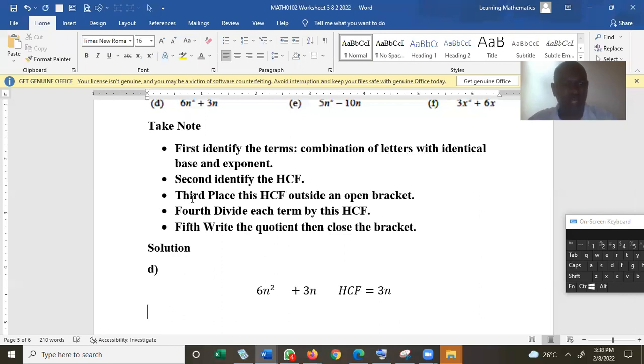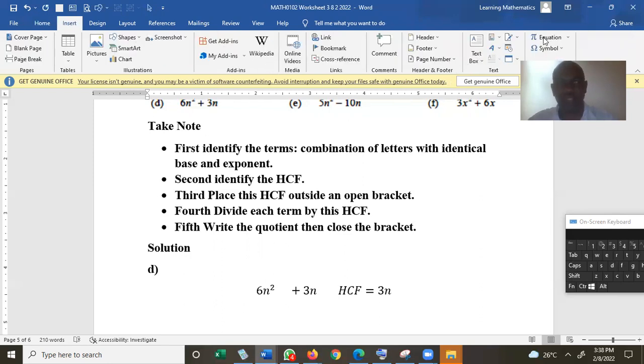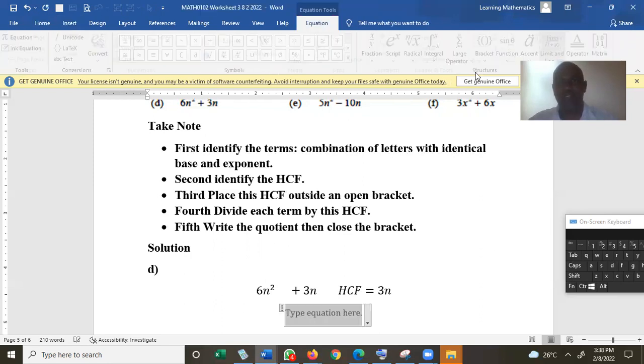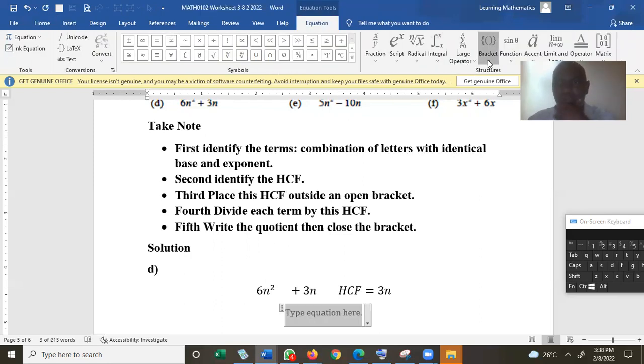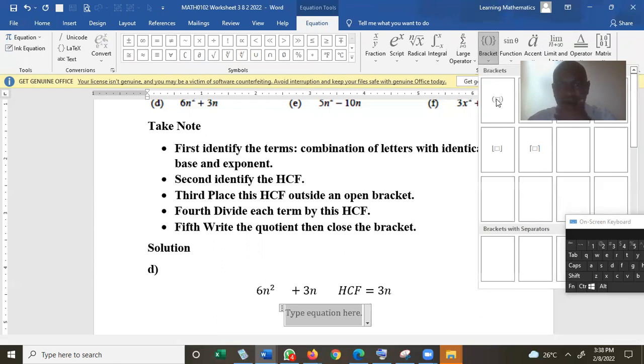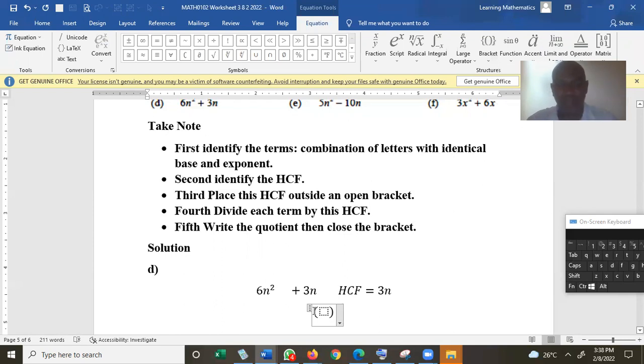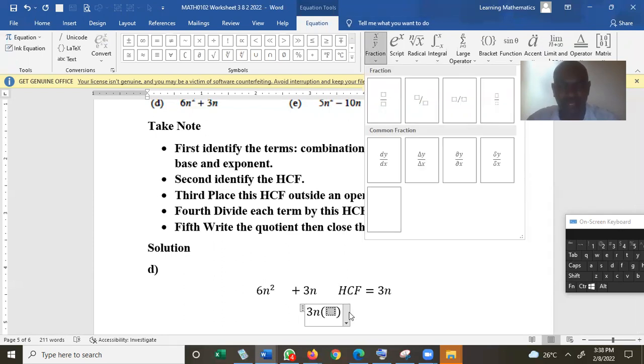Right now, we have to take that highest common factor and put it outside of an open bracket. Because I'm using insert an equation, my open close bracket is 1 time here. And I'm putting the 3n outside. And then the fourth step is to divide each term by this HCF. So here's the division. You can do this mentally, but I'm just demonstrating.